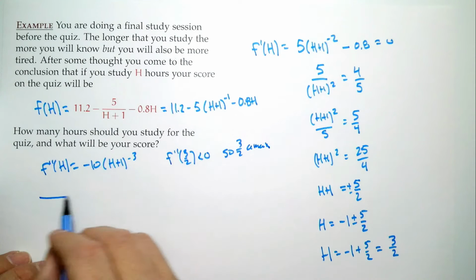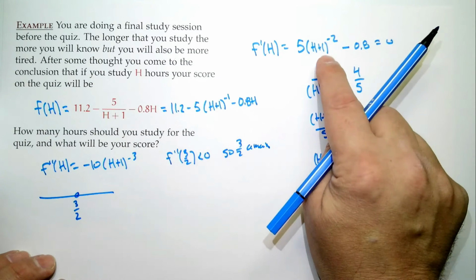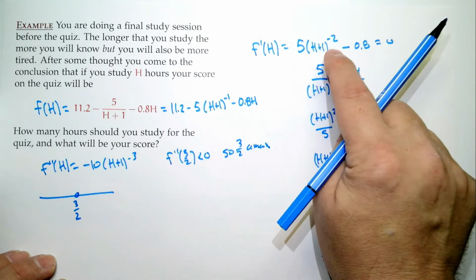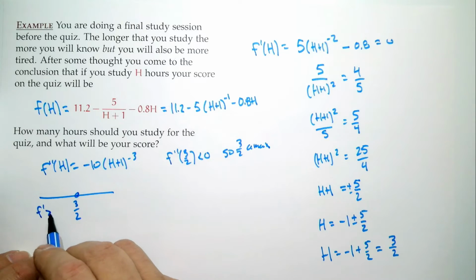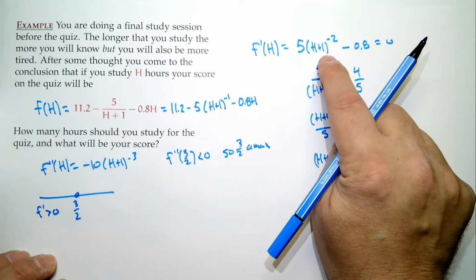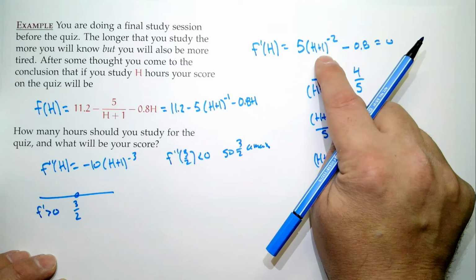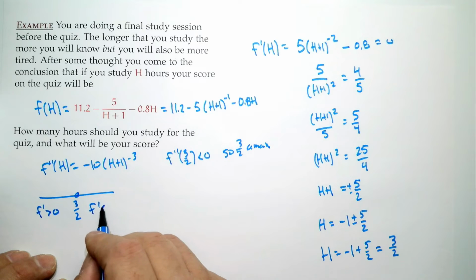We could also do the first derivative test and say, well, here's 3/2. If you plug in 0 into your first derivative, you're going to get 5 minus 0.8, which says that your first derivative here is positive. If you plug in 1,000,000, then this term is negligible, goes away, and minus 0.8 means that it's going to be negative over here.